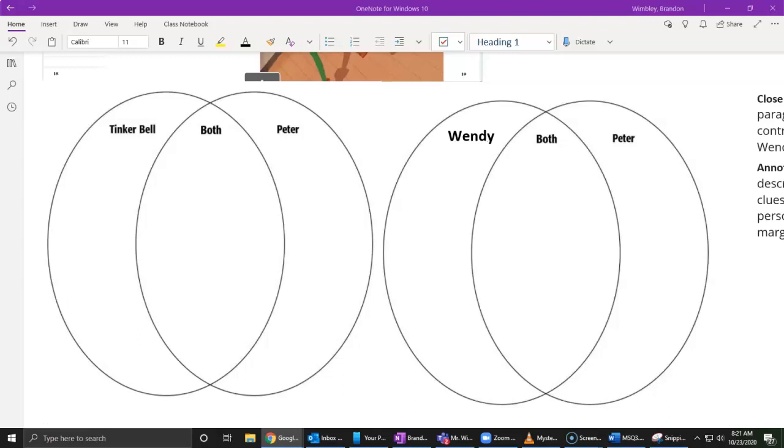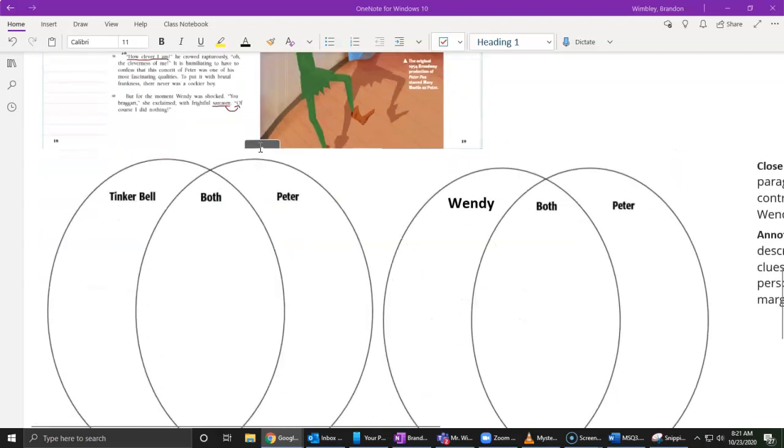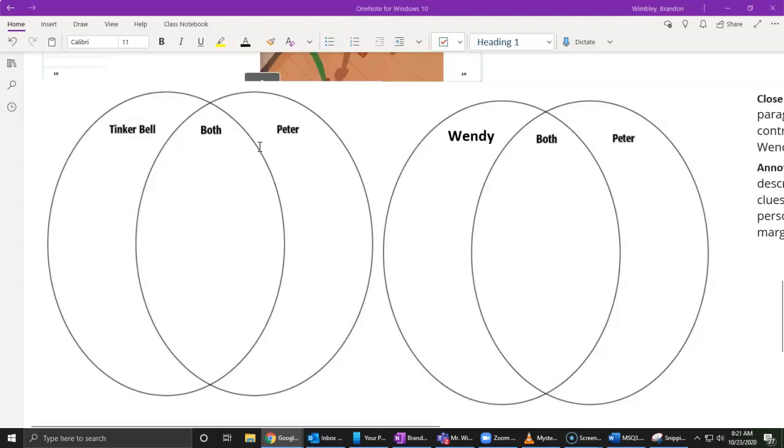So today's lesson class is going to be describing a character in depth. We're going to be using the Peter Pan story that we've been reading, but we're going to use it to compare our characters. And we're going to describe Tinkerbell, Peter, and Wendy, kind of the three main characters that are in this story.